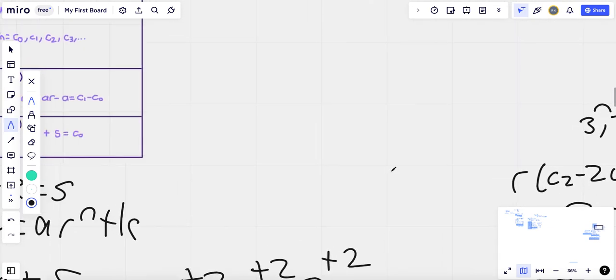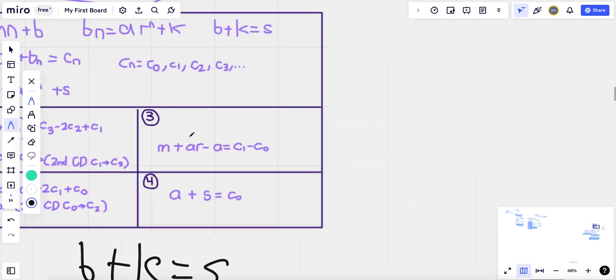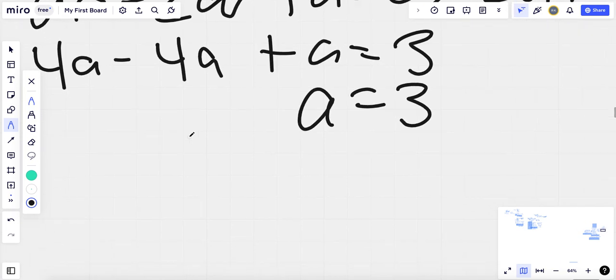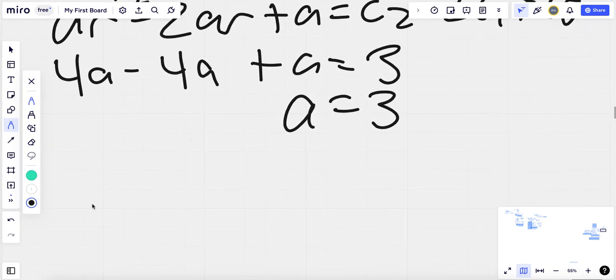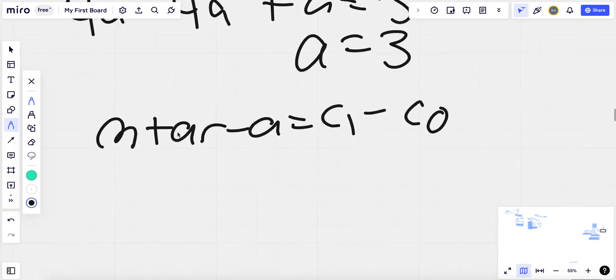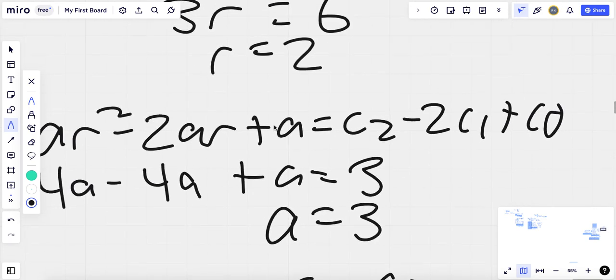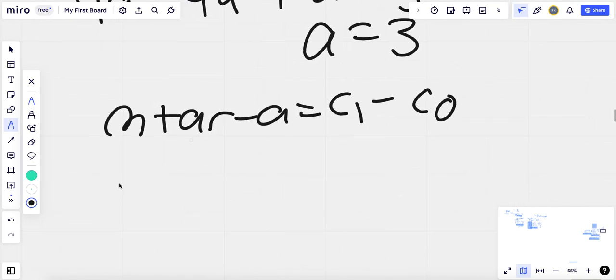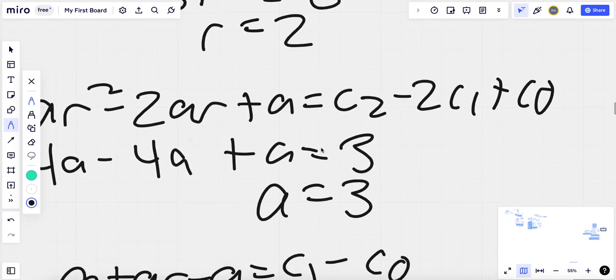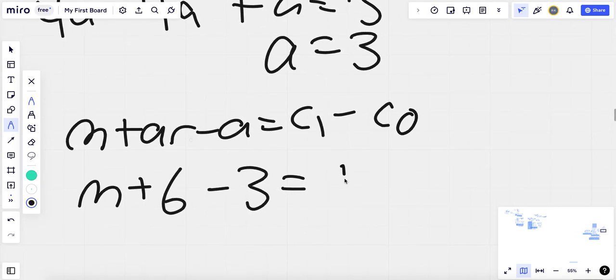And with A and R, we can now refer to this equation. M plus AR minus A is C1 minus C0. So that would be, so R is 2, A is 3. So this is 6 minus 3. C1 minus C0 was 4. 7 minus 3. So M plus 3 is 4, so M is 1.